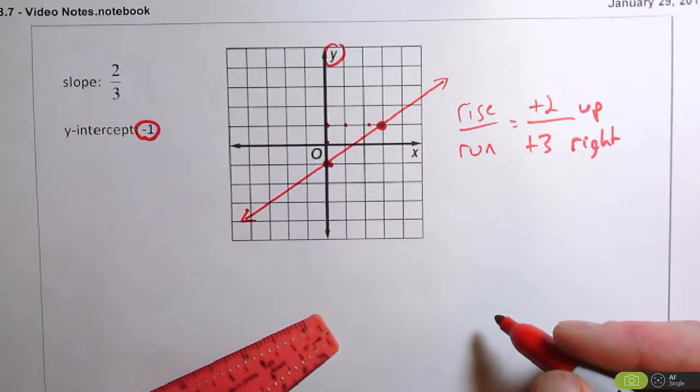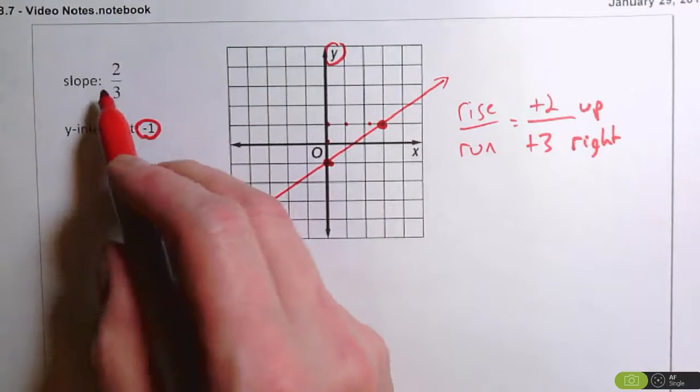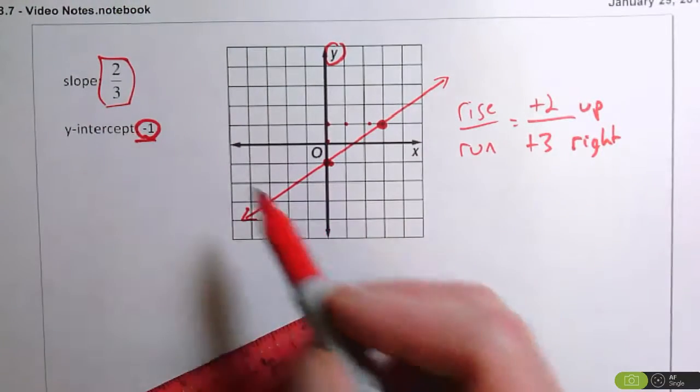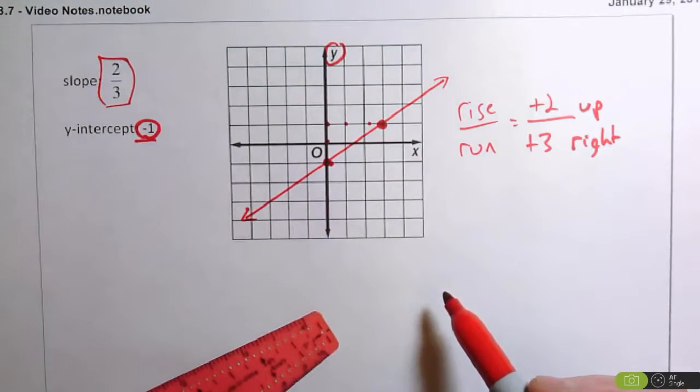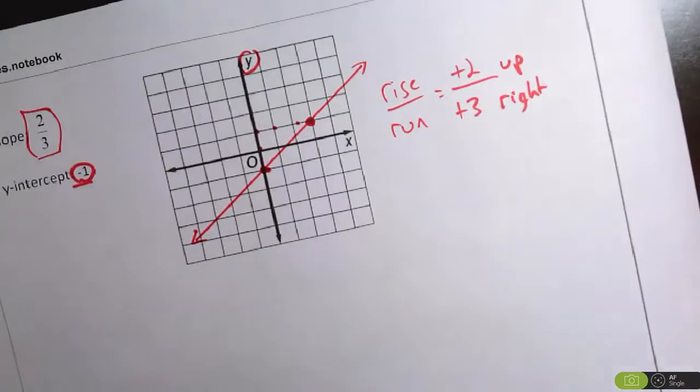Okay. There's the line: there's the slope 2/3, and there's the y-intercept at -1. Okay. All right, next one.